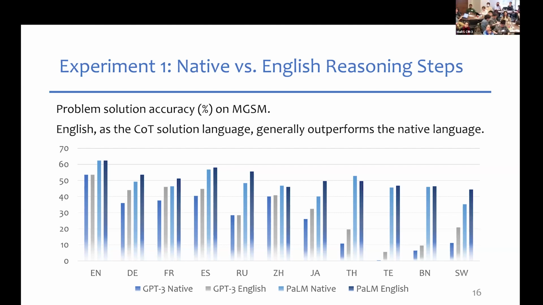And the key takeaway of this experiment is probably that English as the chain of thought solution language generally performs well. And if you are targeting some specific task for multilingual settings, you probably want to try English solution anyway. And of course, this is also relevant to the cultural bias or English bias mentioned in various talks.